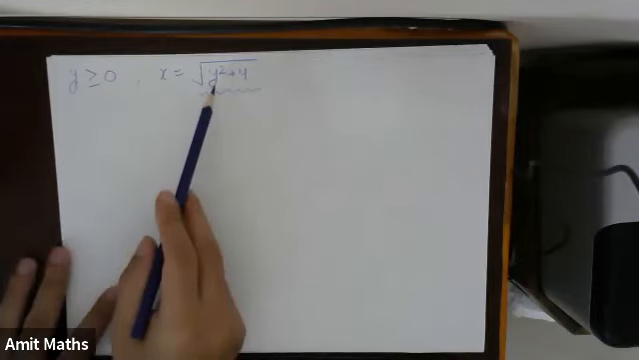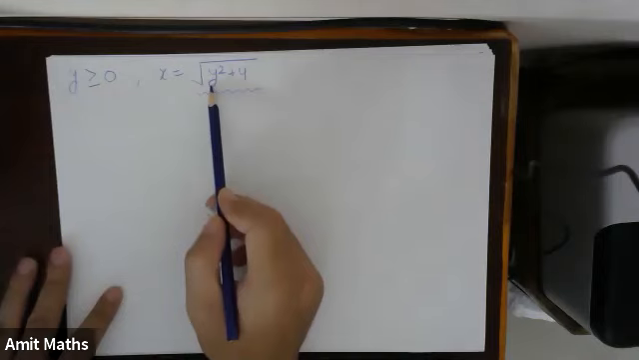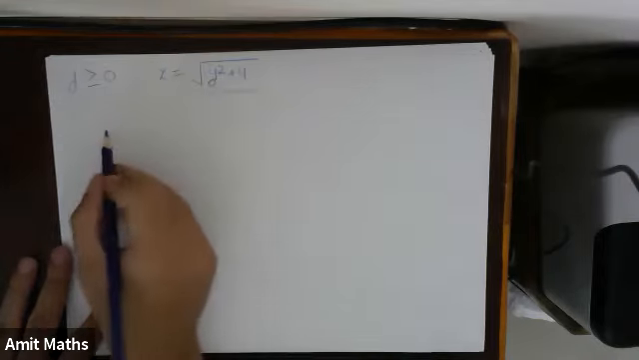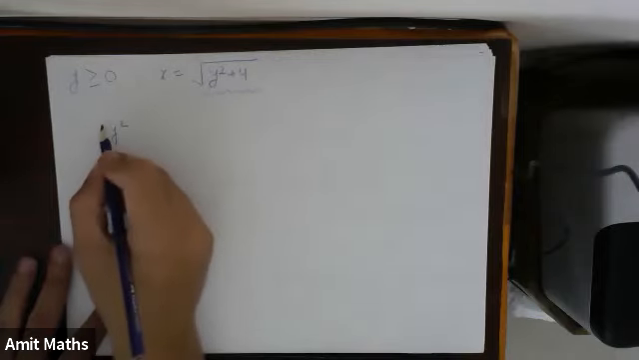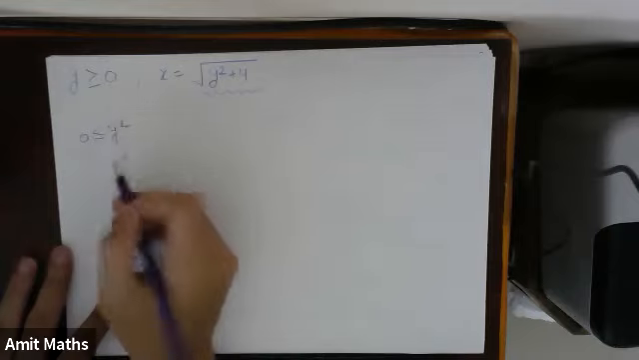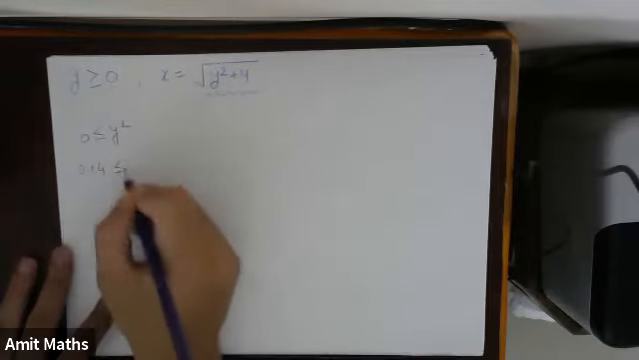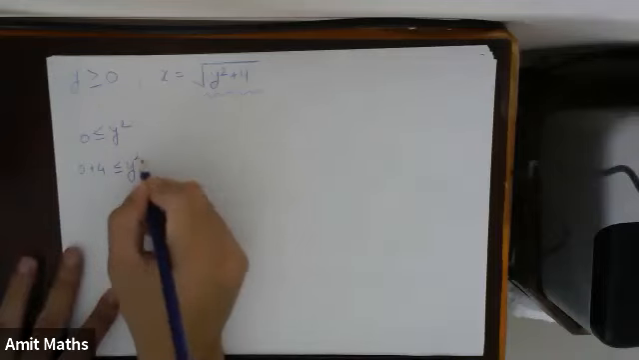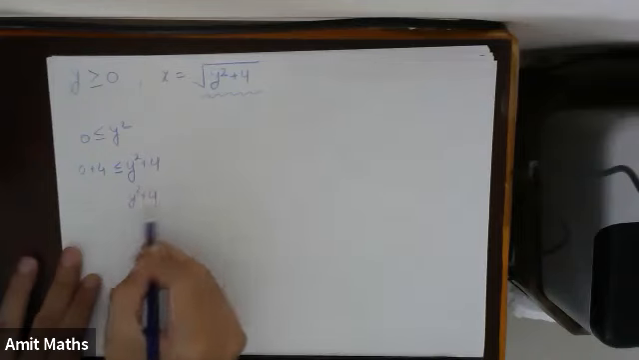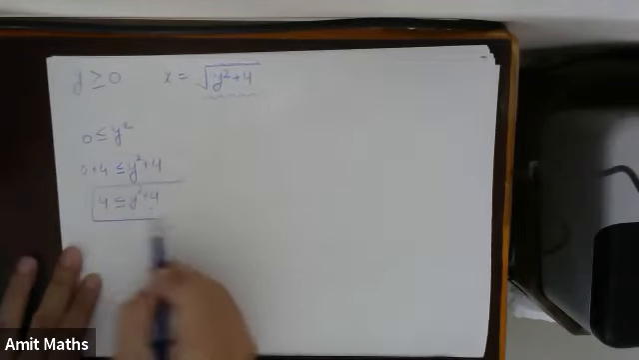Using this, I can find the domain, but this is y square. The value of y square will always be greater than or equal to 0. I can see it like this: y square will always be greater than or equal to 0. If I add plus 4 on both sides, that means y square plus 4 will always be greater than or equal to 4.